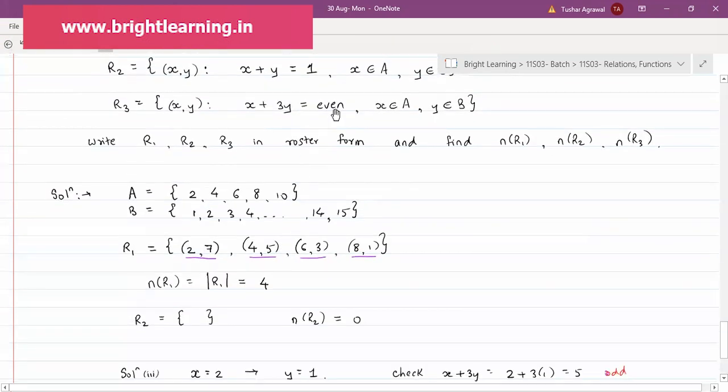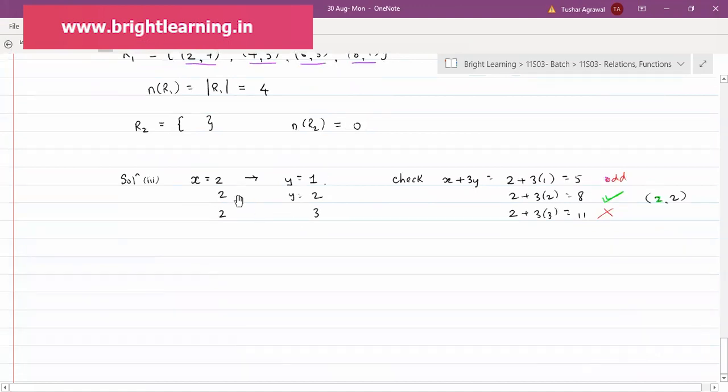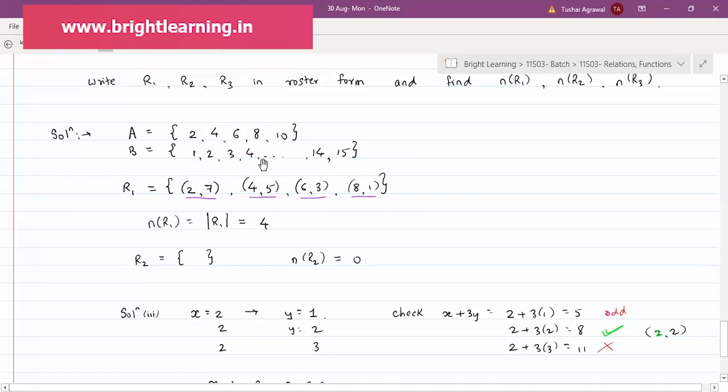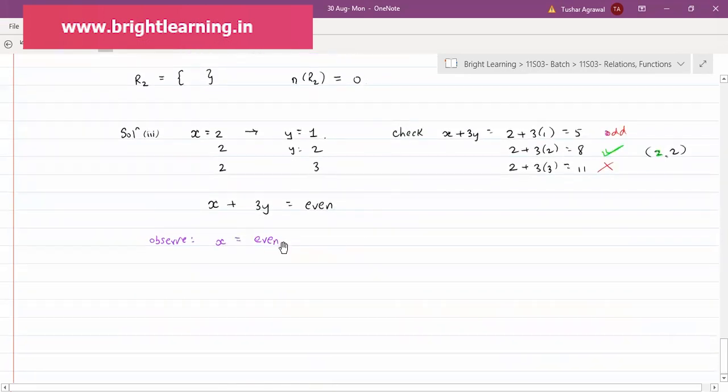Now see, x plus 3y is equal to even. This is my requirement: x plus 3y is equal to an even number. Observe that x itself is an even number. Observe that x can only take even values. The set A that I have given you consists of only even numbers. If I take any value of x, the corresponding 3y will be an even number minus x.